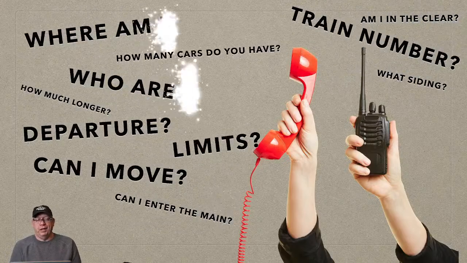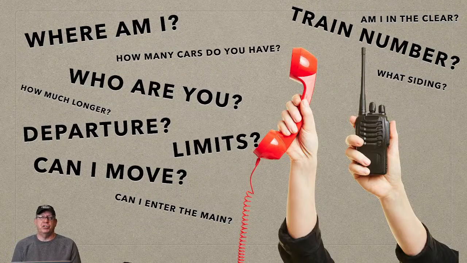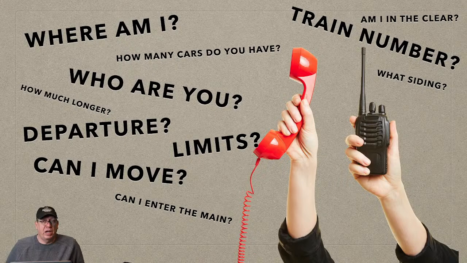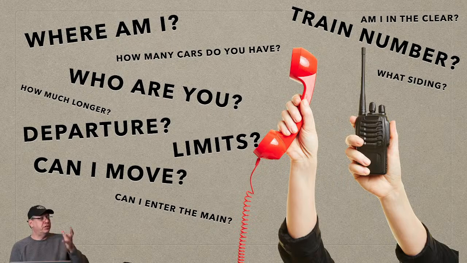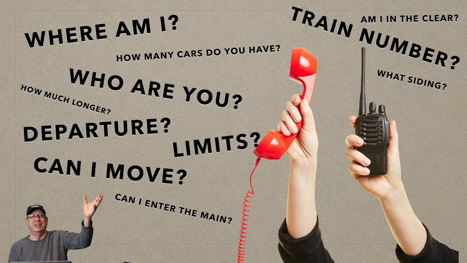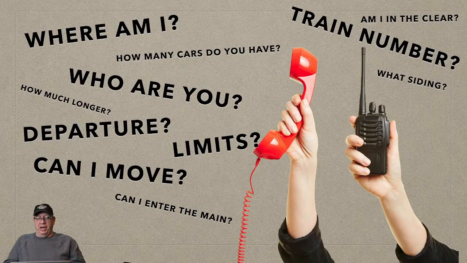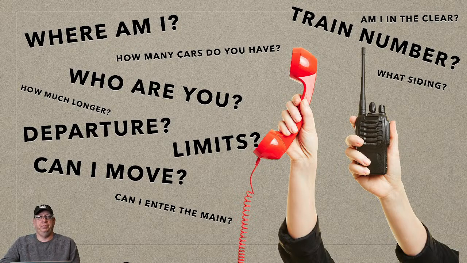It's very interesting when we have a system where we're copying track warrants, or a dispatcher where all the communication is being handled via radio, because what you end up with is this entire plethora of questions. Where am I? How many cars do you have? Where are you? When is my departure? What are my limits? What's my train? All these things. And the idea behind CTC is to lessen this, in a prototypical manner as well.